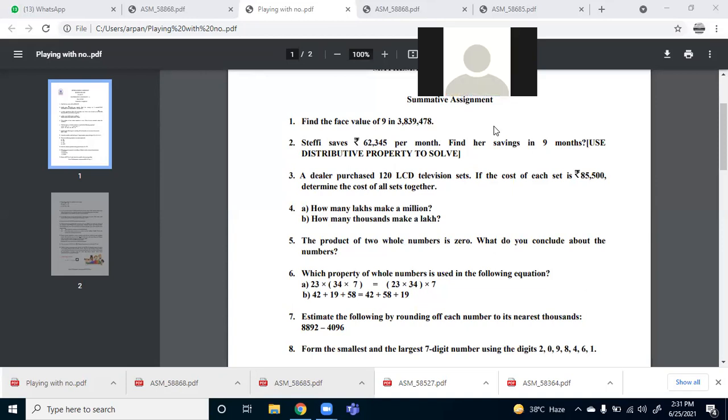Ma'am, Manan can tell, please. Yes, Manan. Ma'am, 100,000 make a lakh. You are correct. So 100,000 makes a lakh. Tanmay, are you clear for this A and B part, or should I do it on the board?